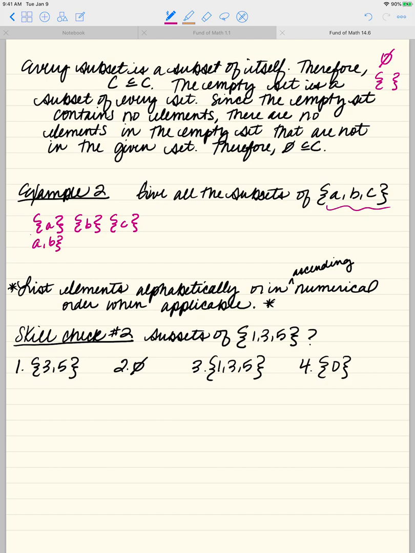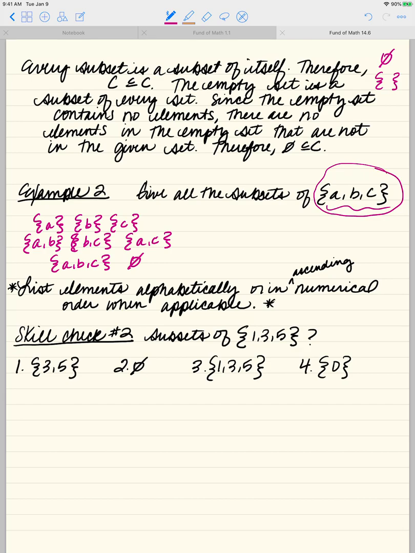A, B, BC and AC are all subsets of ABC. Then ABC is a subset of ABC because every set is a subset of itself. And lastly, the empty set is a subset of this set, because the empty set is a subset of every set. So these are all the possible subsets of this set that only has 3 elements.